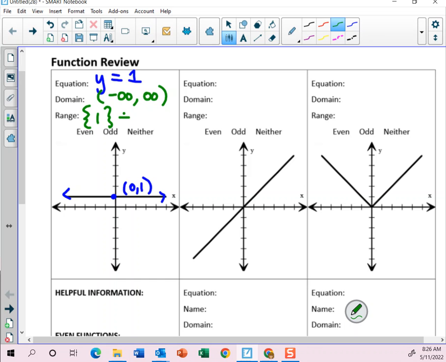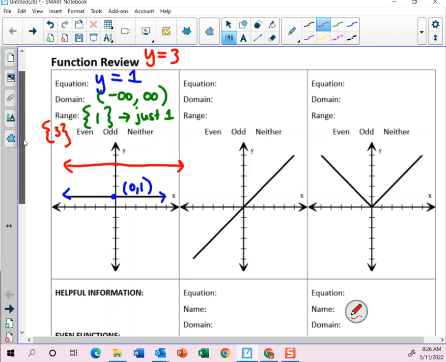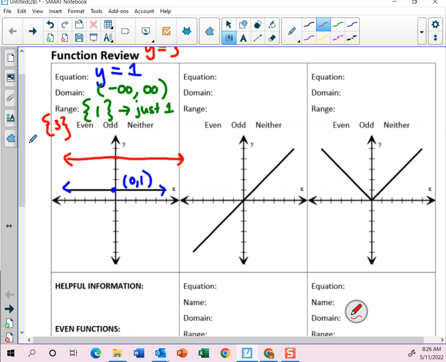I always make those weird, so just 1. If the equation had been y equals 3, then that would be up here in red, and the range would have just been 3. Now, for each of these, we're just writing the generic equation. We're talking about the domain and range, and then we're going to talk about whether it's considered an even function, an odd function, or neither. Those are your 3 options.